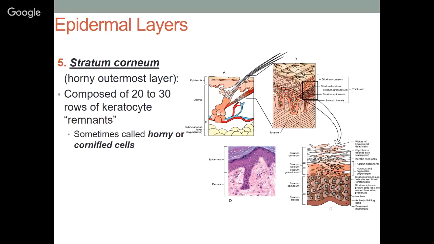If you were to look at this as a drawing, in this lower left corner, you can actually see the flakes of keratinized dead cells in the stratum corneum. Down here, the stratum lucidum, we've got the glycolipids that make the skin waterproof. And down here, we have the stratum granulosum, and then we have the stratum spinosum and the stratum basale.